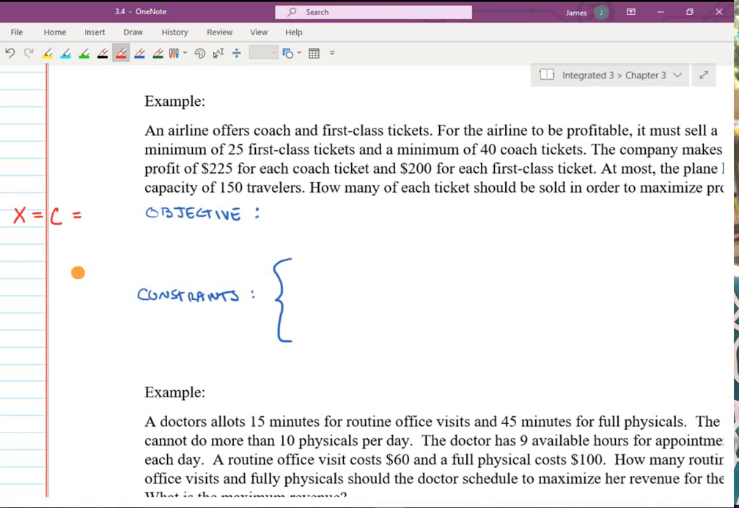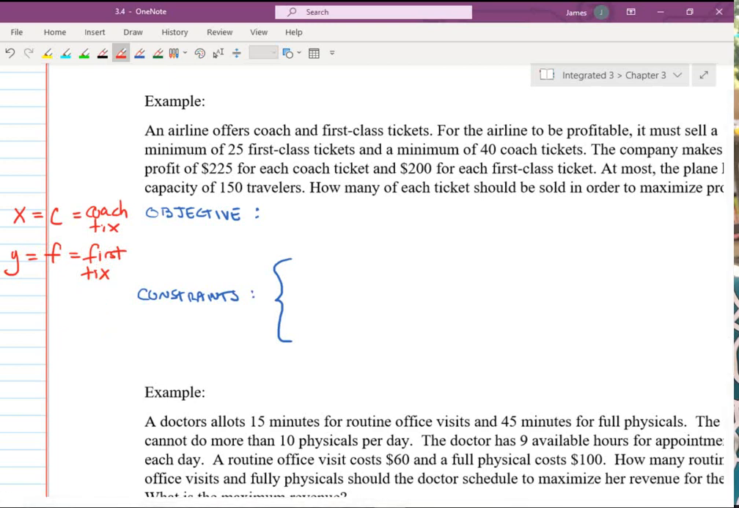Does that make sense? I think that's easier to do than to try to remember, okay, this is talking about first class. First class had what criteria in the problem, and we let that be what variable, X or Y? If I let it be C for coach, and I let F be for first class, there's no confusion there, I don't think. So C will be, obviously, coach tickets, and we'll let Y, which is also F, be first class tickets.